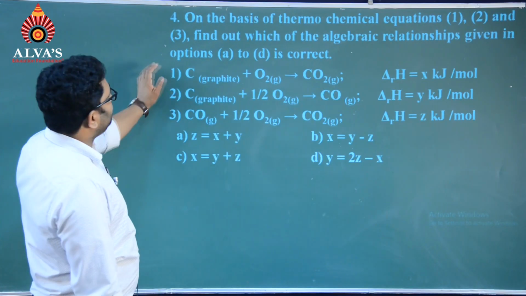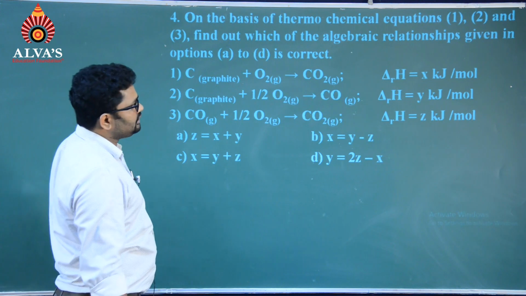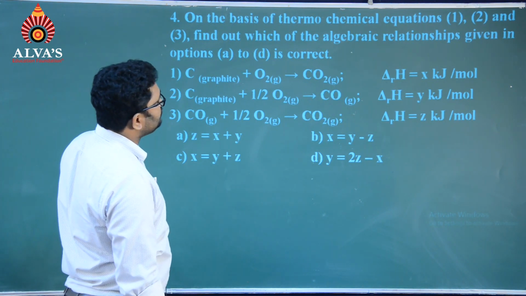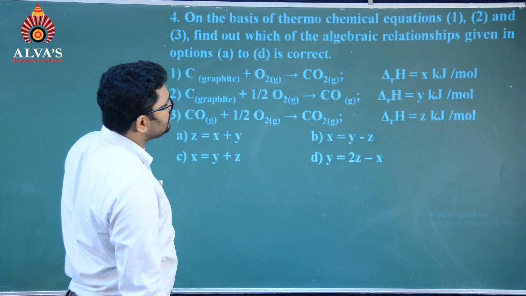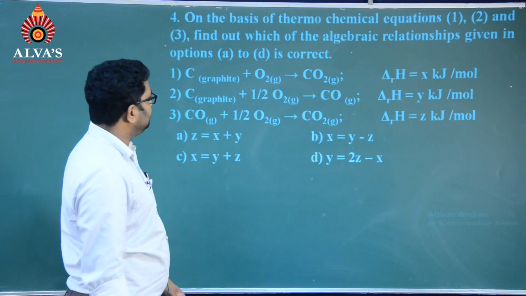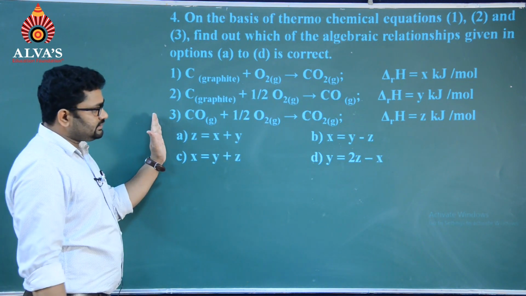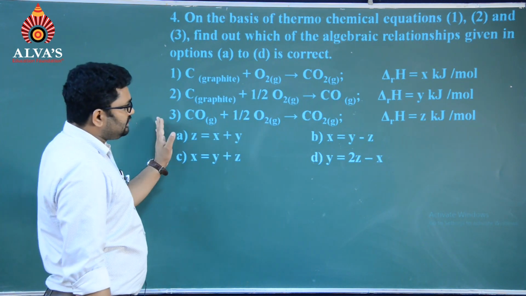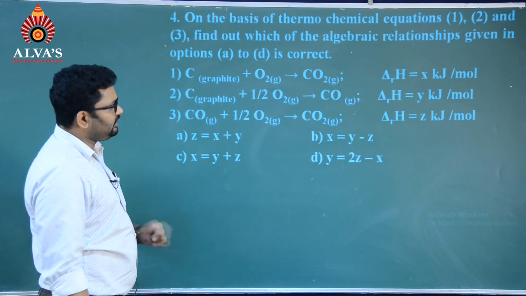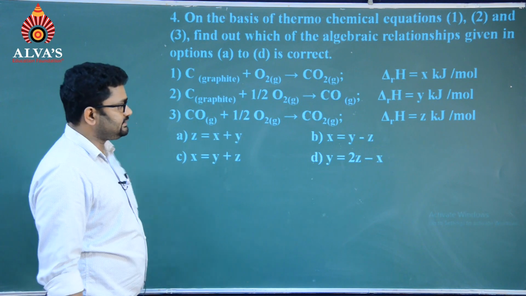Fourth question. On the basis of thermochemical equations, that is 1, 2 and 3, find out which of the algebraic relationships given in options A to D is correct. We have 3 equations. In addition to the equations, we have enthalpy values. Now, what is the relationship between X, Y and Z?